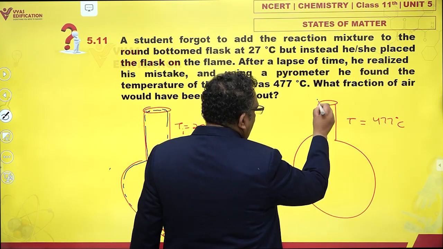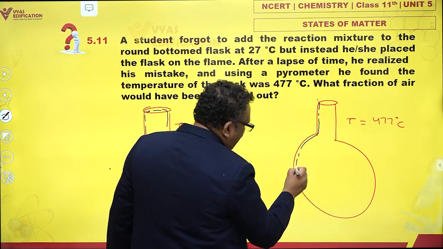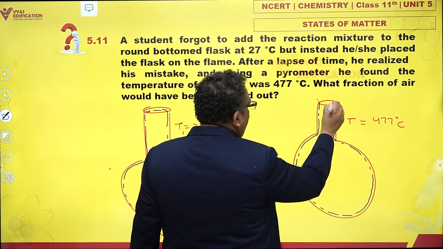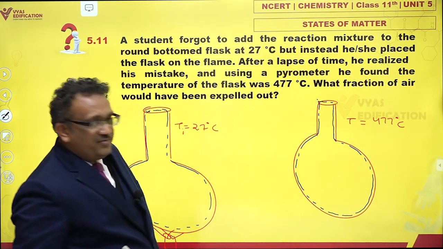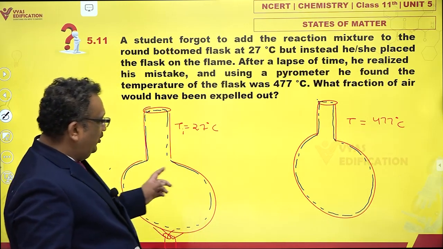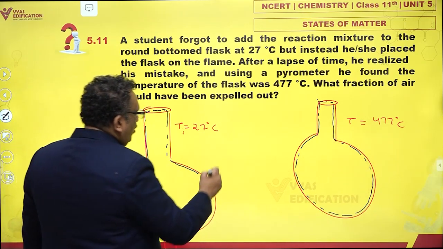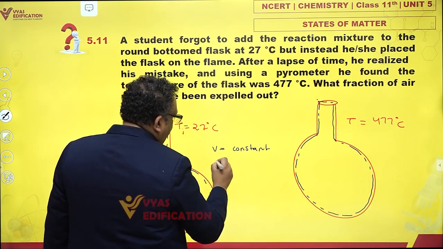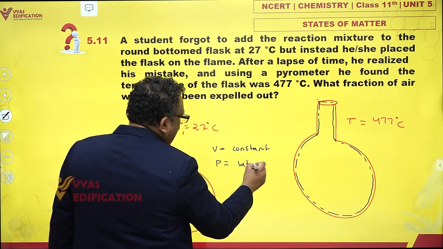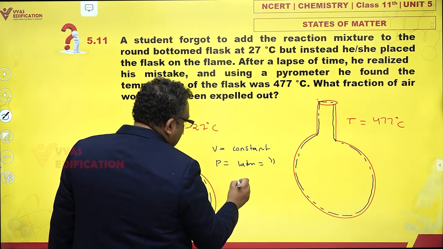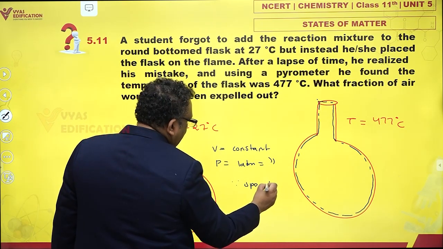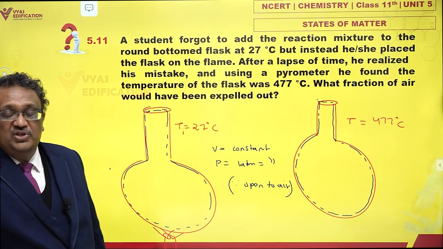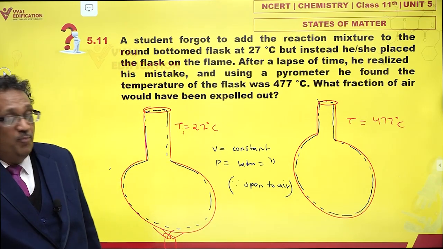Since it is open to atmosphere, and are you aware that whenever you're talking about atmosphere, atmosphere is always at a constant pressure of 1 atmosphere unless mentioned otherwise, right? So for both these flasks, volume is constant. Pressure is 1 atmosphere, which is constant. Why? Because it is open to air. What is changing? What is changing is the number of moles.